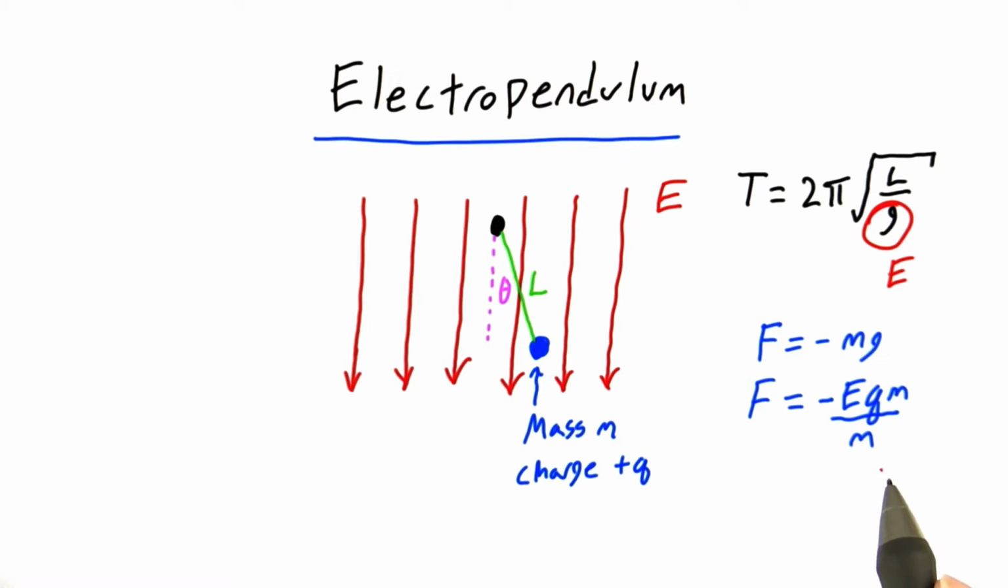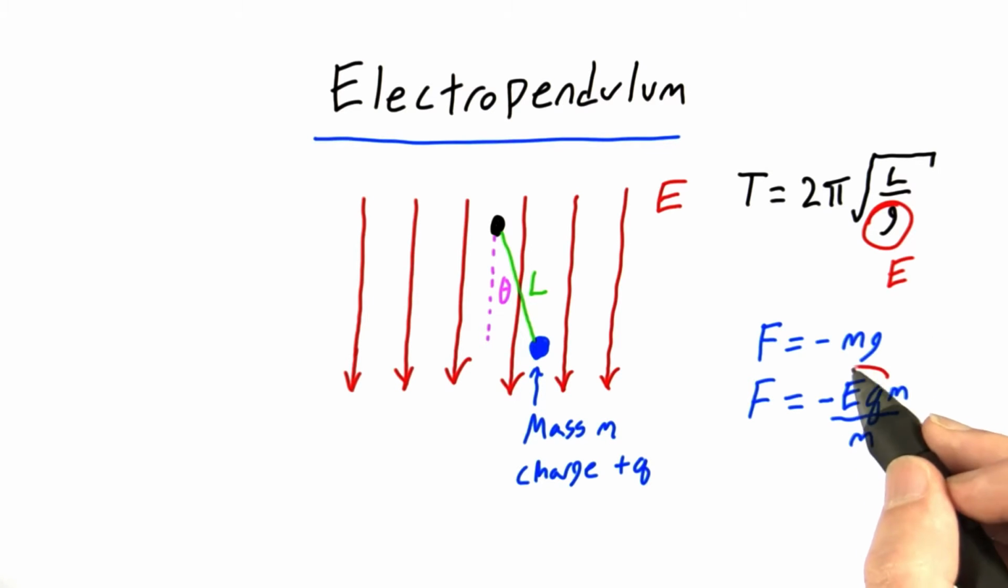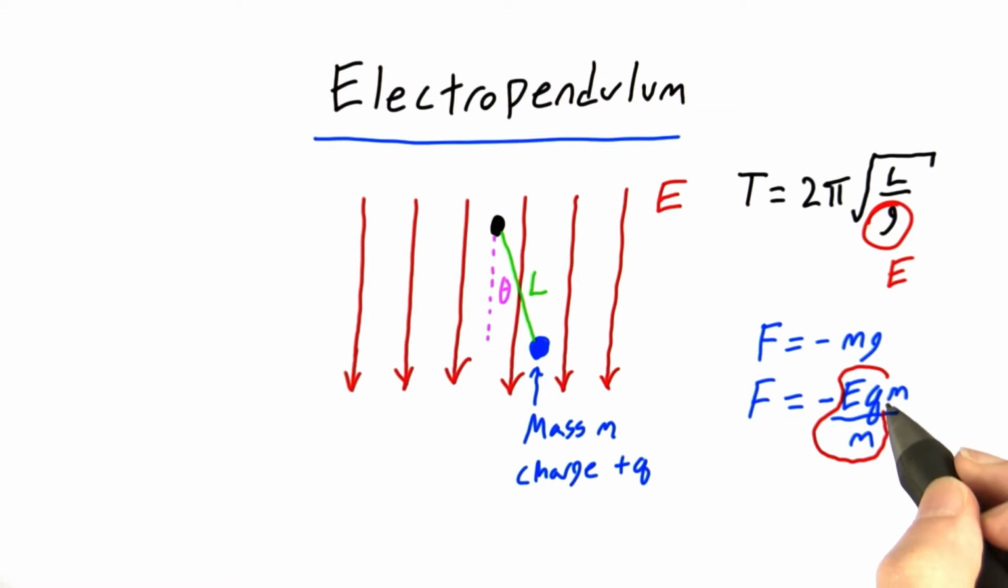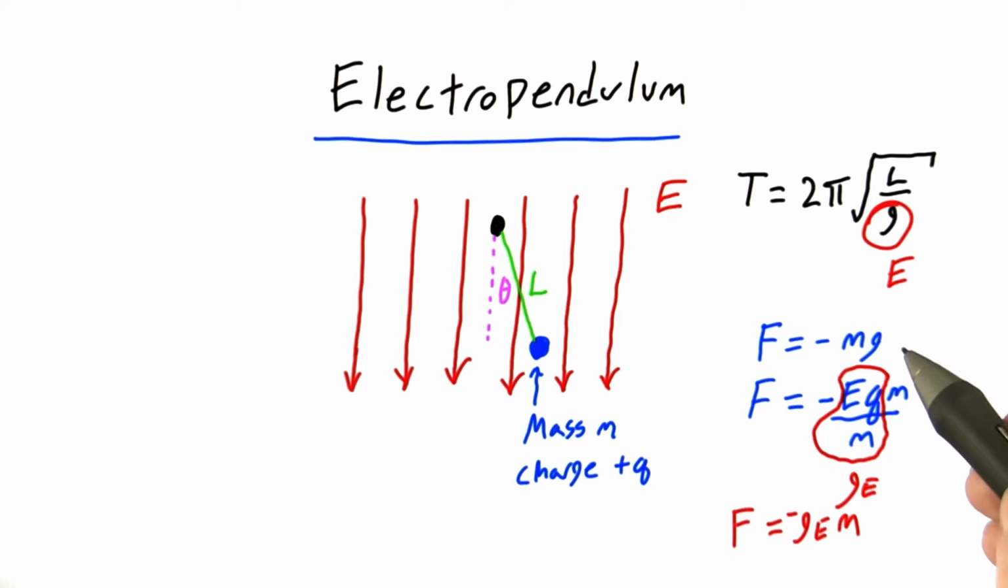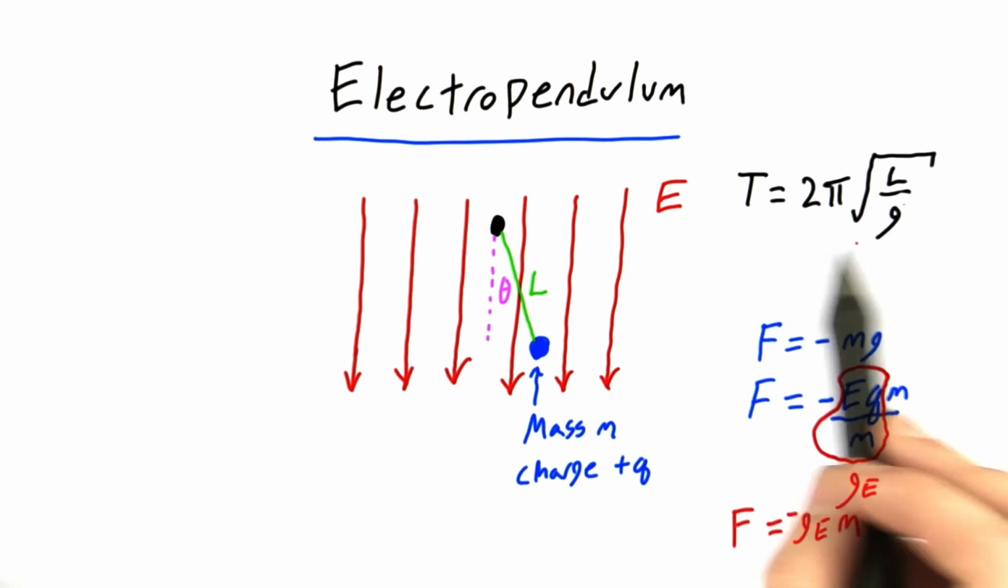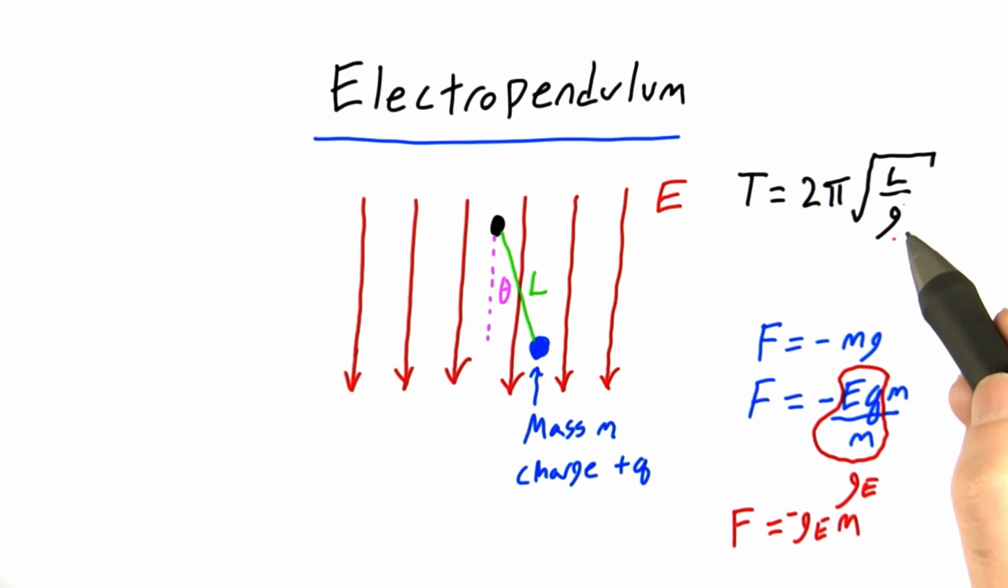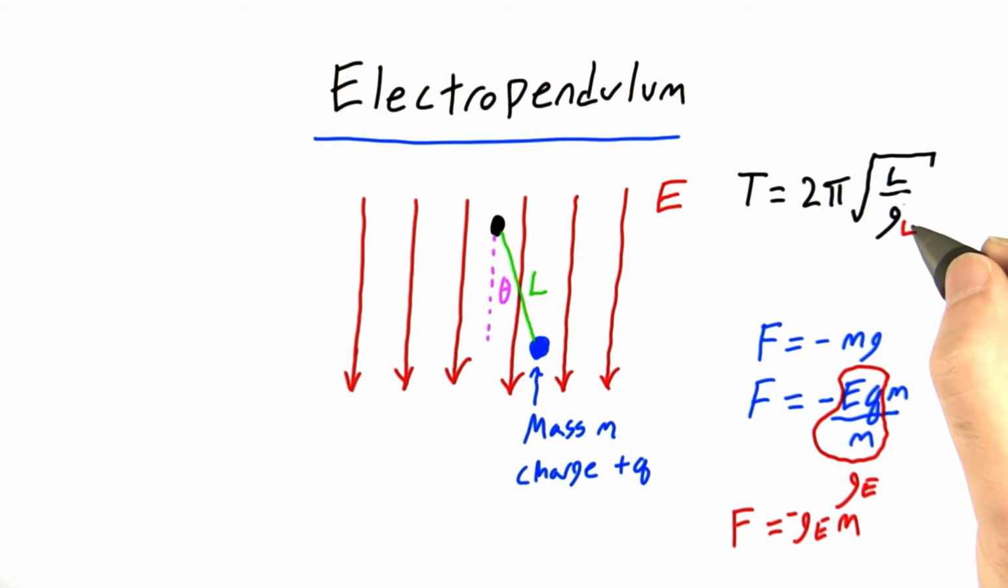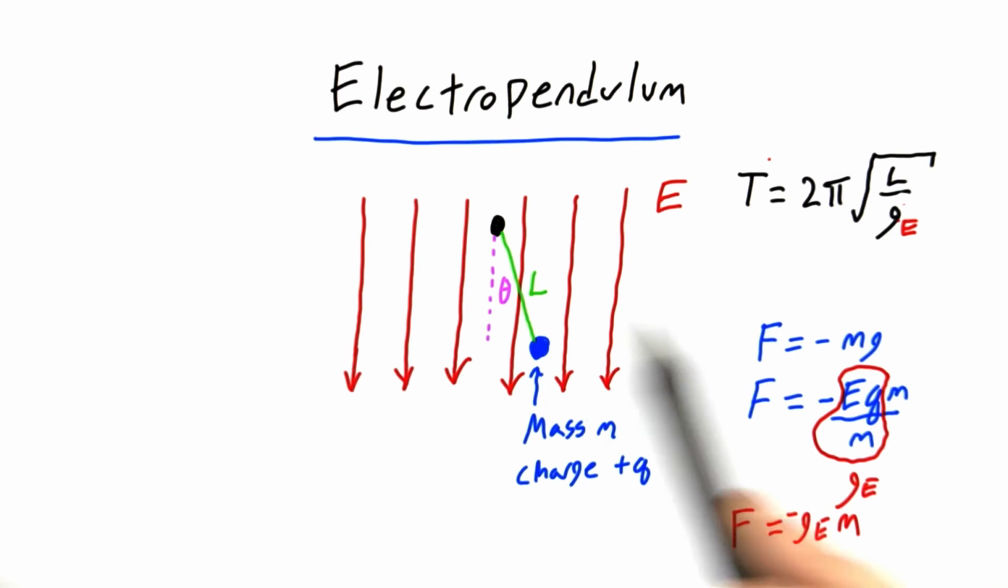So to make that idea a little bit less confusing, I can actually call this entire part of this side g_E, for the electric version of g, and then my equation will look just like the equation F equals minus mg, except the g is slightly different. But because this equation has the exact same form as this equation, both of these equations must have the exact same solution. This means that we can go to our period equation here and just replace g with g_E. And we know that this will be the period of this pendulum.